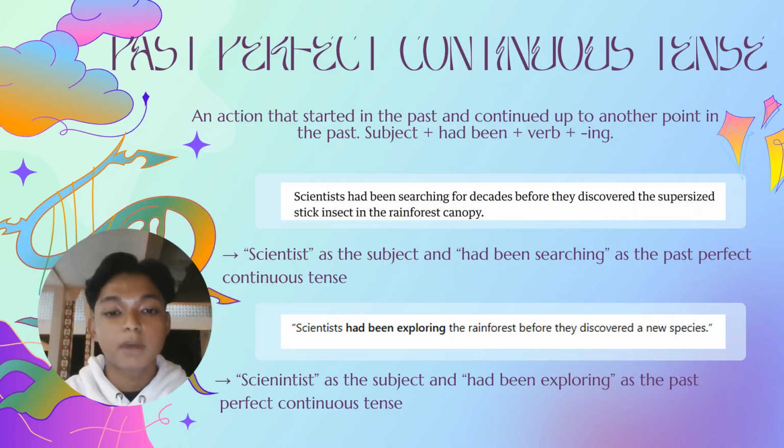Finally, we have the past perfect continuous tense. We use this to emphasize the duration of an action that started in the past and continued up until another point in the past. The structure is subject plus had been plus verb plus ing. For instance, the scientist had been searching for years before she made her breakthrough.